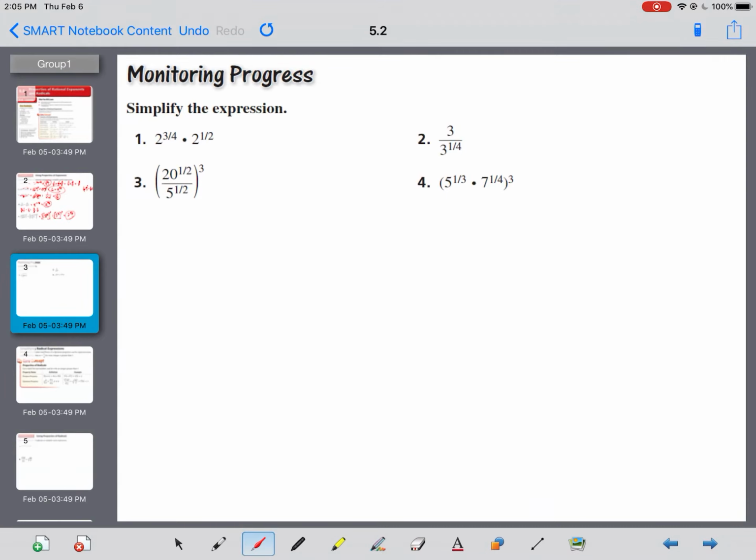Try 1 through 4. Give it a pause. Give them a go. Get them as small as you can. Come back and see if they're right.